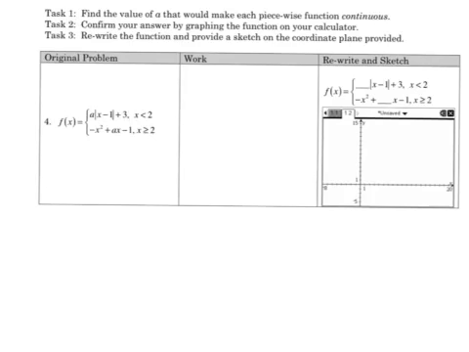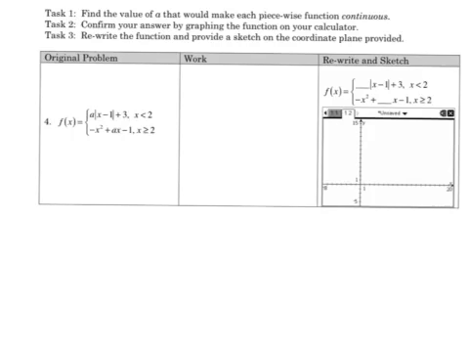Alright, notice this piecewise function has 2 pieces. That very top piece, for x less than 2, is an absolute value function. And the second piece, for those x's which are greater than or equal to 2, is a parabola that should face down because of that negative x squared.